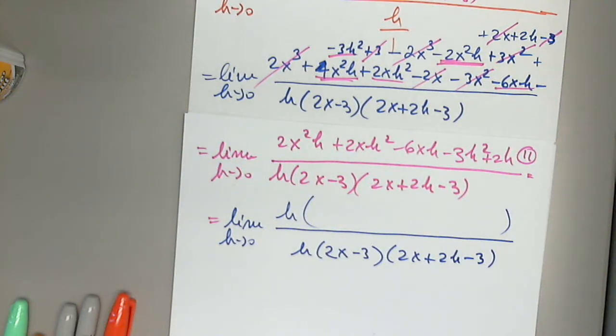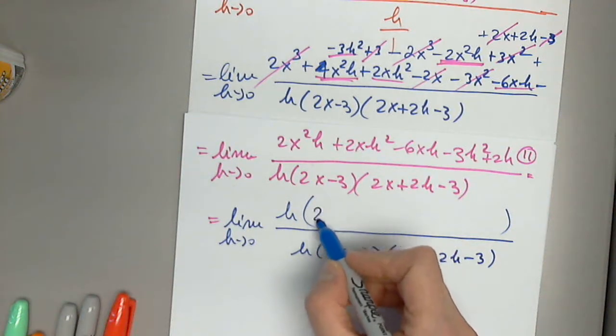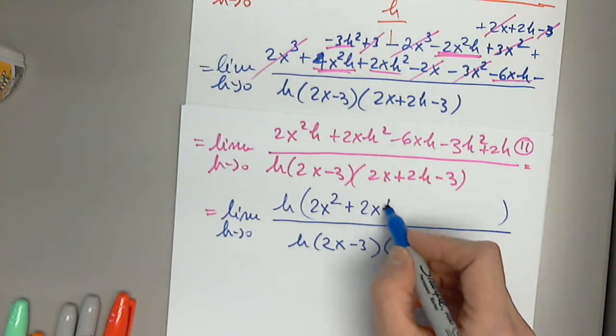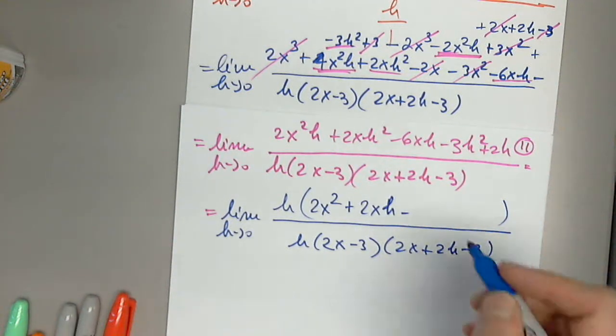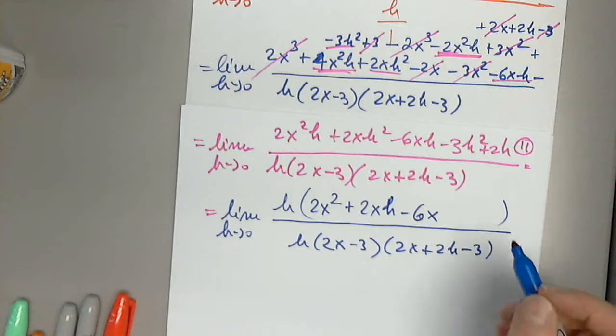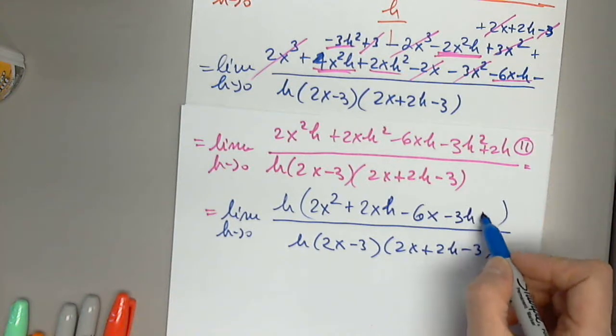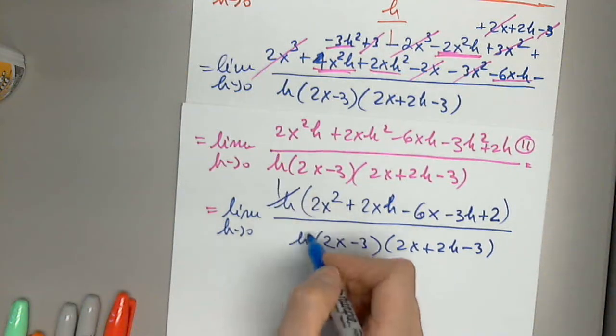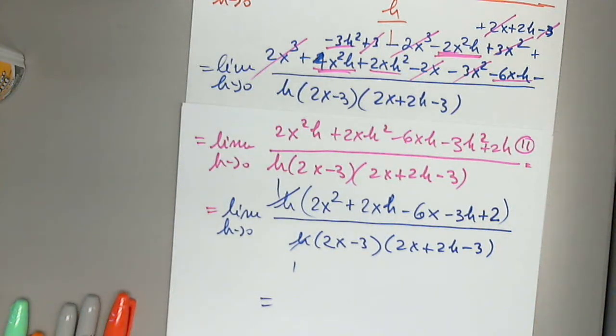So I started with 5 terms. I need 5 terms in parentheses. Ready? 2x squared, yes, plus. Very good. Minus. Excellent. Good. Finally, h with h, and now I can drop the limit operator.